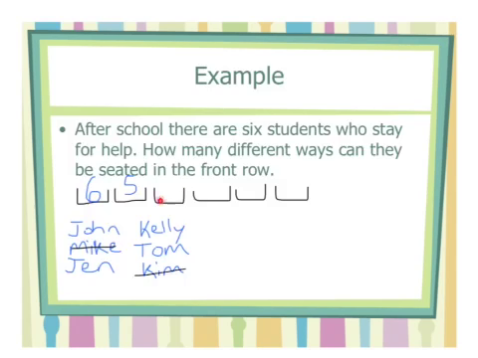For my next seat, I have 4 students left, John, Kelly, Tom, and Jen, that could possibly sit there. So there's 4 possibilities. And let's say, to keep track of things, that Jen sat down. Now I have 3 students left that could possibly sit down. And you might see a pattern now. Let's say that Tom sat there. Now there's only 2 choices, John or Kelly. Let's say that Kelly sat down. John was being a gentleman, letting the lady sit first.